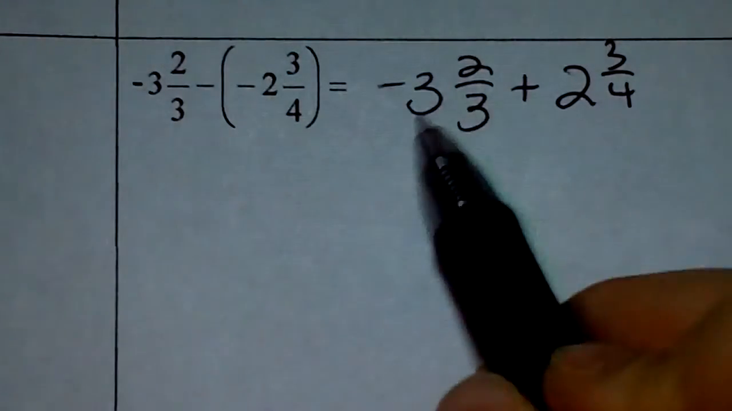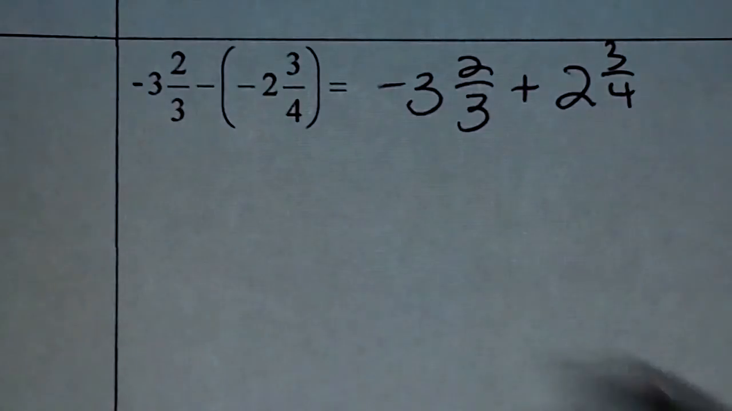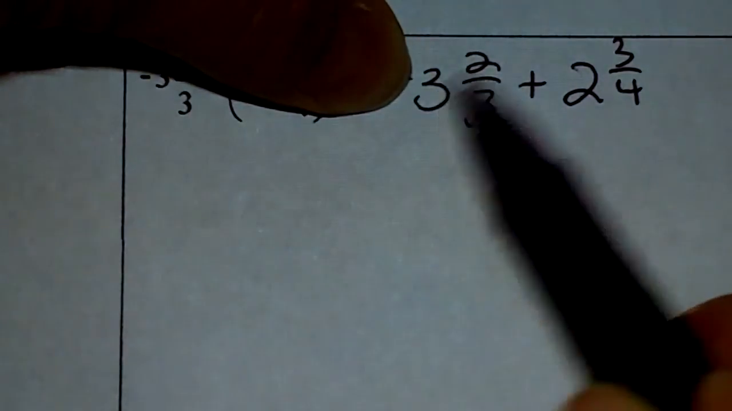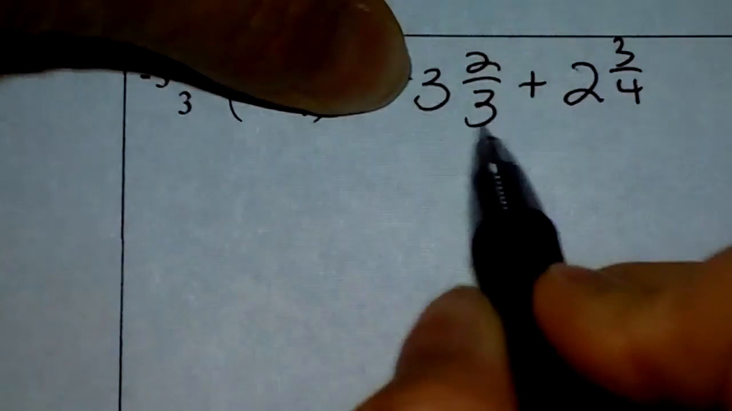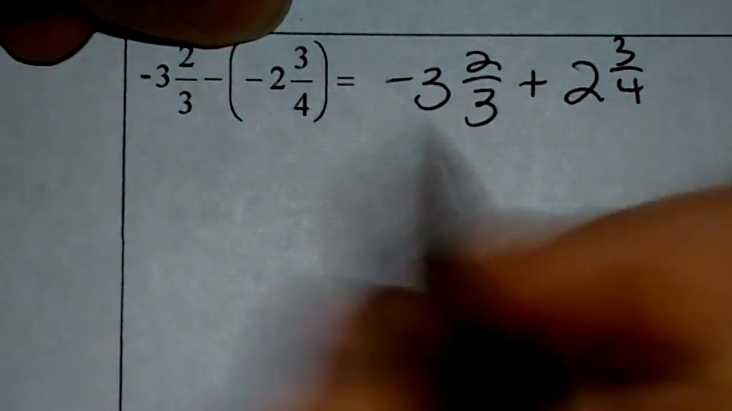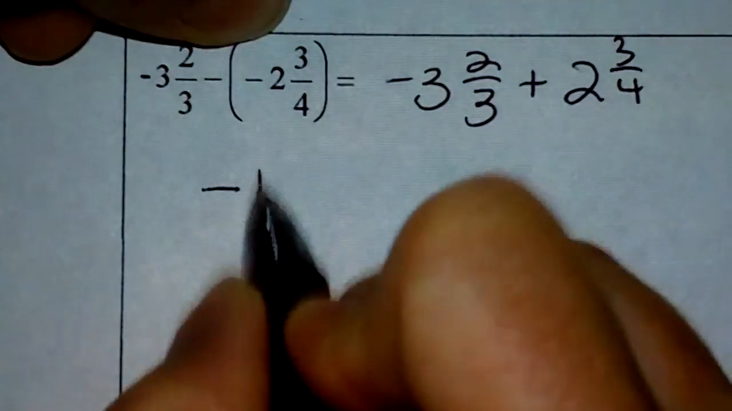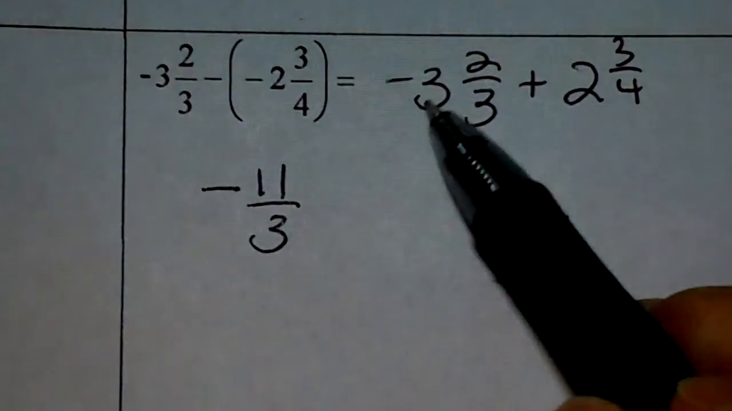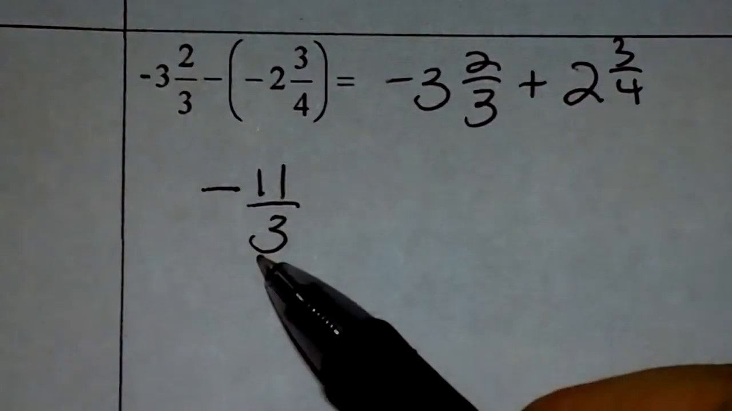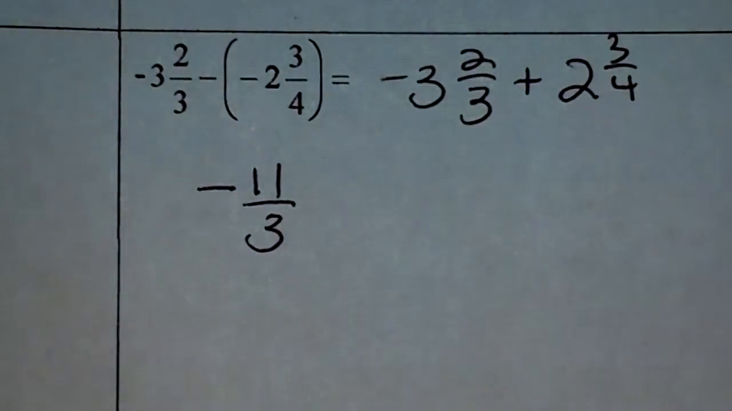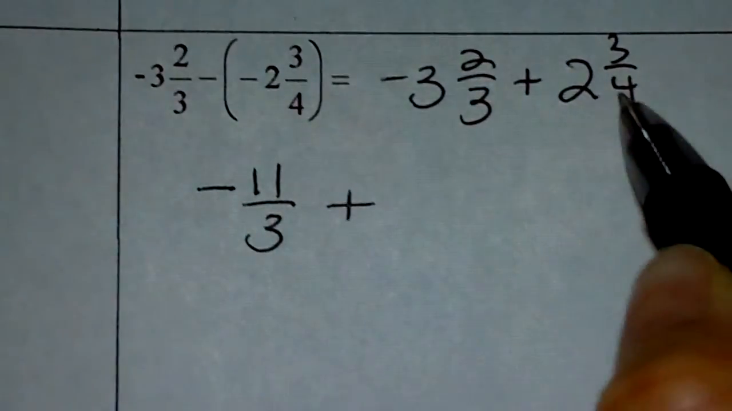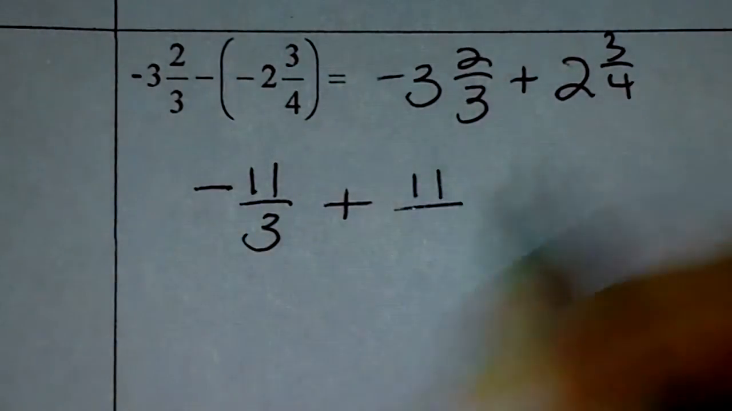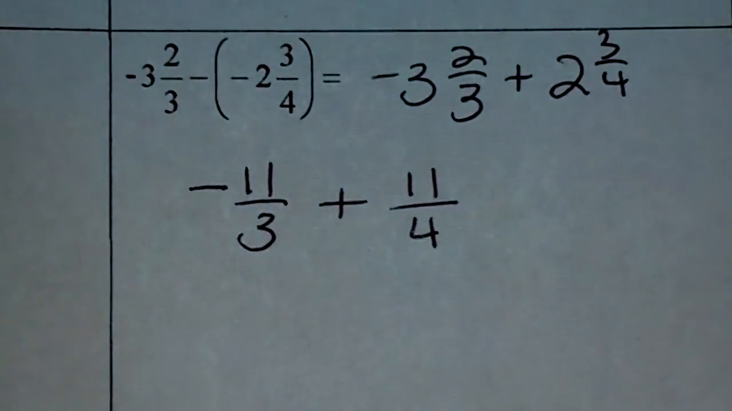So when we're changing this negative 3 2/3 into an improper fraction, remember, ignore the negative for now. 3 times 3 is 9. 9 plus 2 is 11. So negative 3 2/3 becomes negative 11/3. Bring in the sign after. Bring over the 3. It was negative to start, so it's negative to finish. Now I'm going to change this. 4 times 2 is 8. 8 plus 3 is 11. And I have the 4.